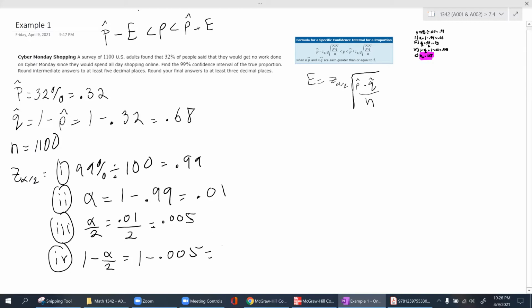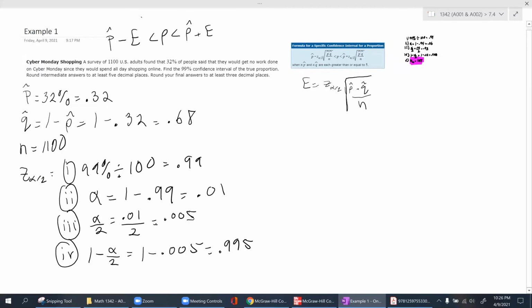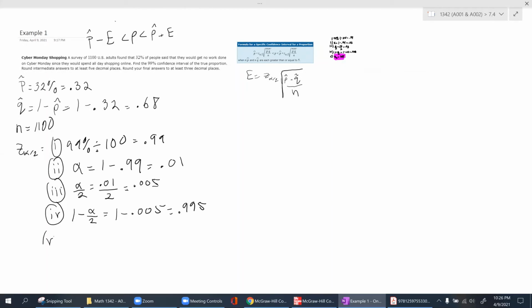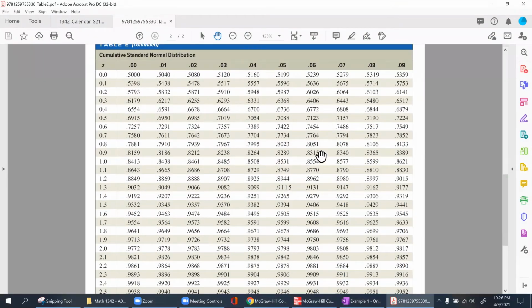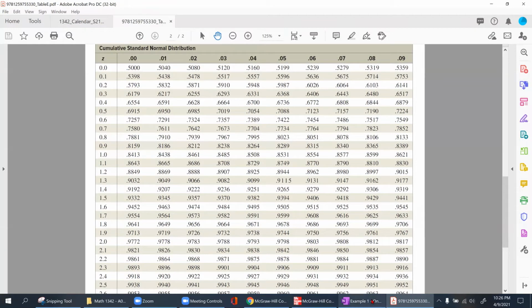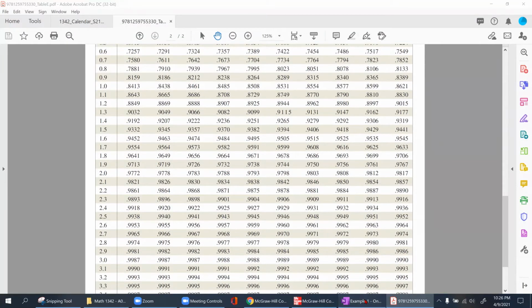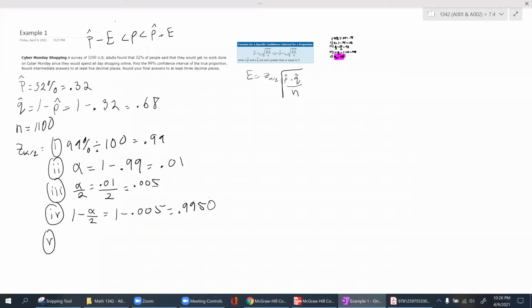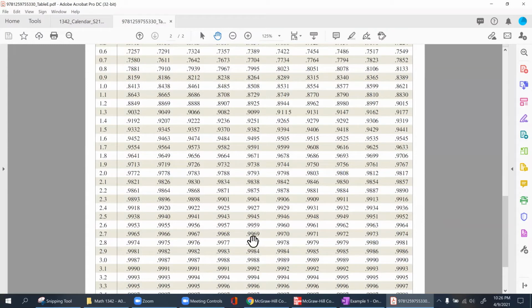That this ends up giving me 0.995. And last but not least, I can go ahead and find that z value. Again, you want to have this sheet printed out beforehand. All right, so I'm looking for 0.9950, up to 4 decimals.